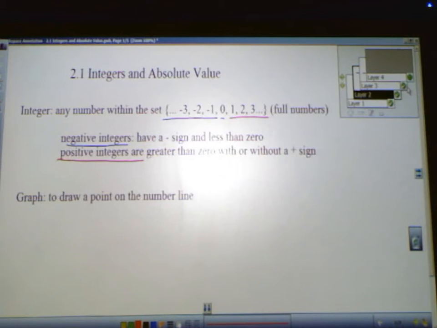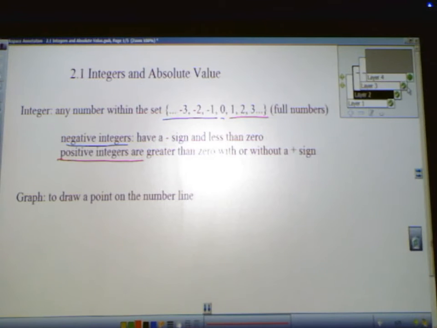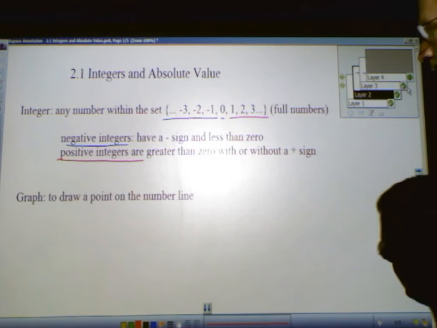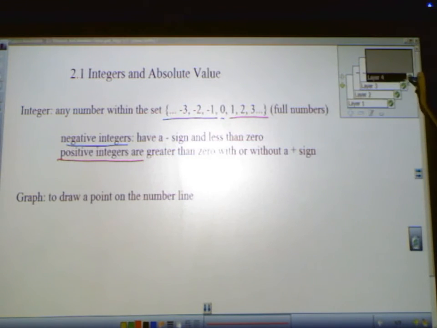We're also going to do some graphing on a number line to get familiar with the value of some of these numbers. And so when we graph it, we're just going to draw a point on the number line. We've done that in the past, so that shouldn't be too new.